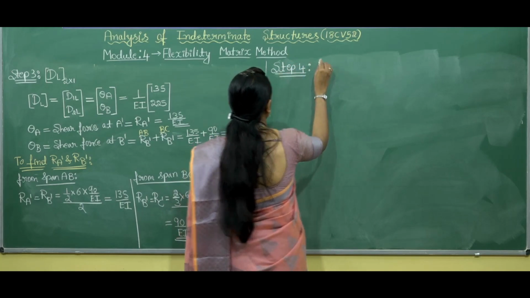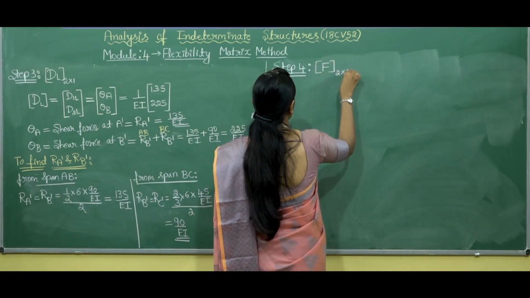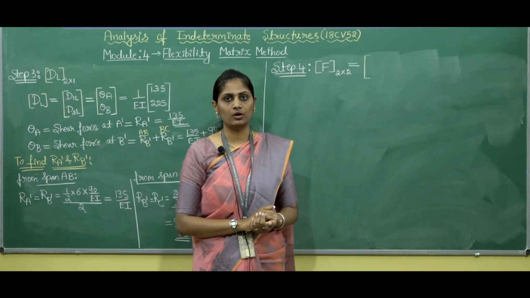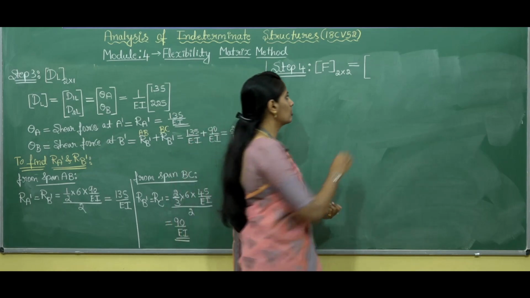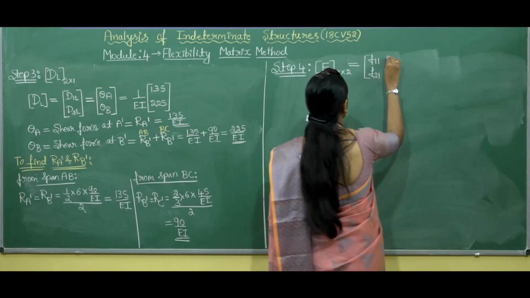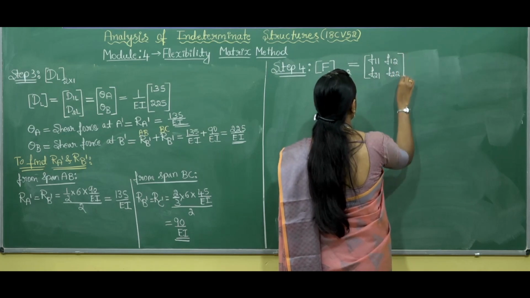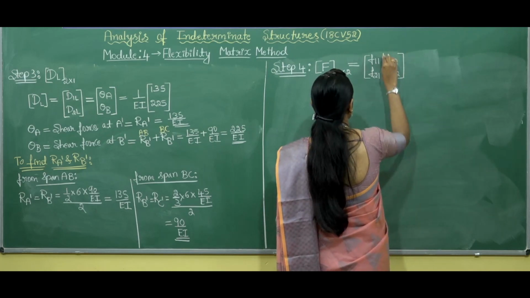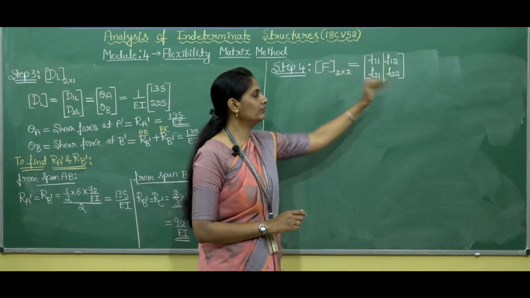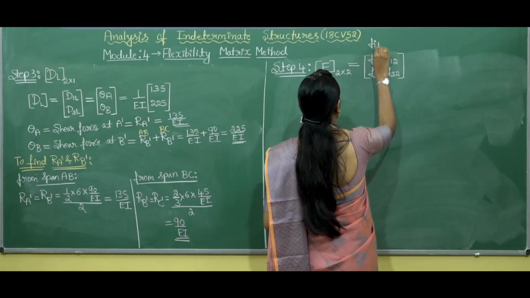So here we shall find the flexibility matrix which is having the order 2 cross 2. Here in the flexibility matrix we are going to find out the flexibility coefficients called F11, F21, F12 and F22. And we are going to find out the flexibility coefficients column wise. So in general we can call Fij.